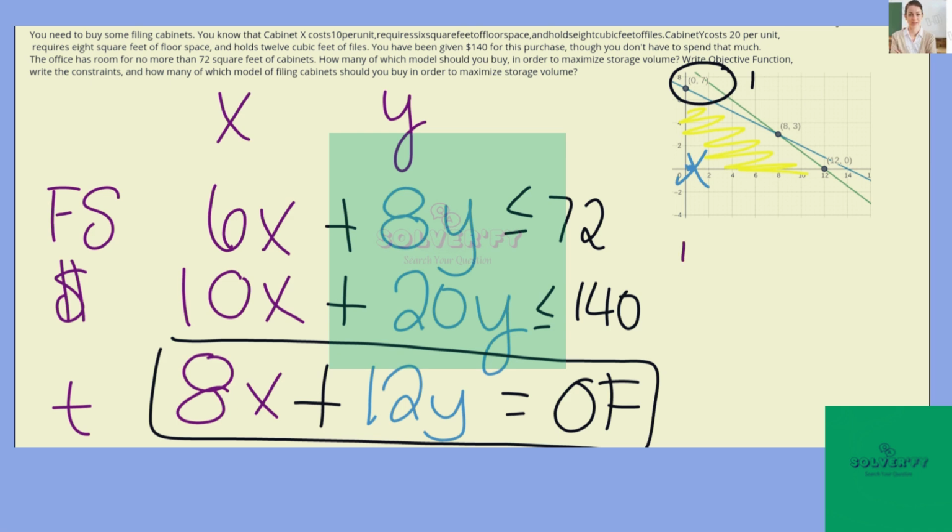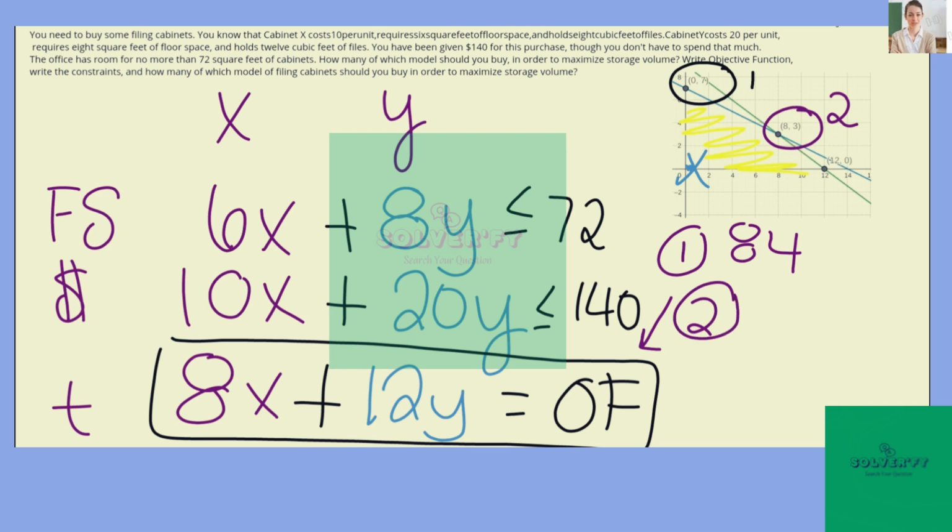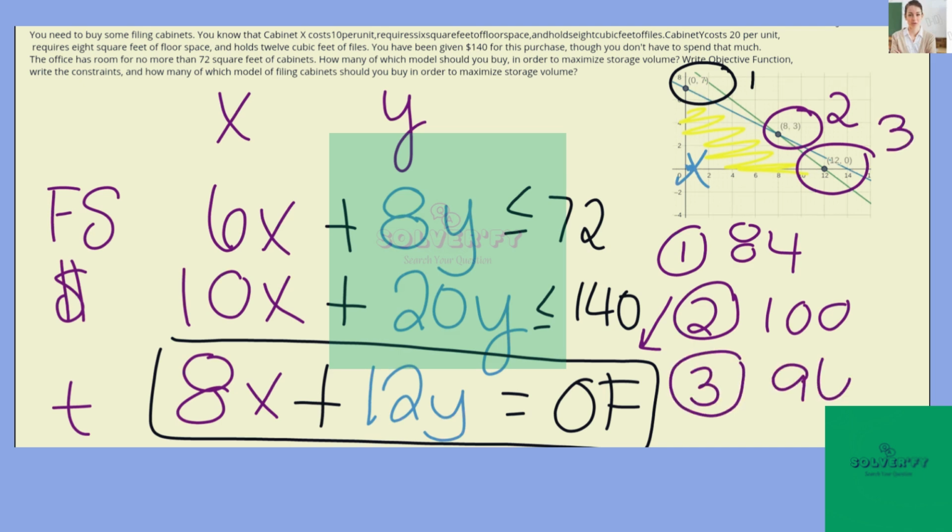And when we plug that point into our objective function, we're going to get that our volume would be 84. 8, 3 will be point number 2. When we plug 8 in for X and 3 in for Y, we're going to get a volume of 100. And then this third point here of 12, 0, if we do 12 times 8, we're going to get 96.